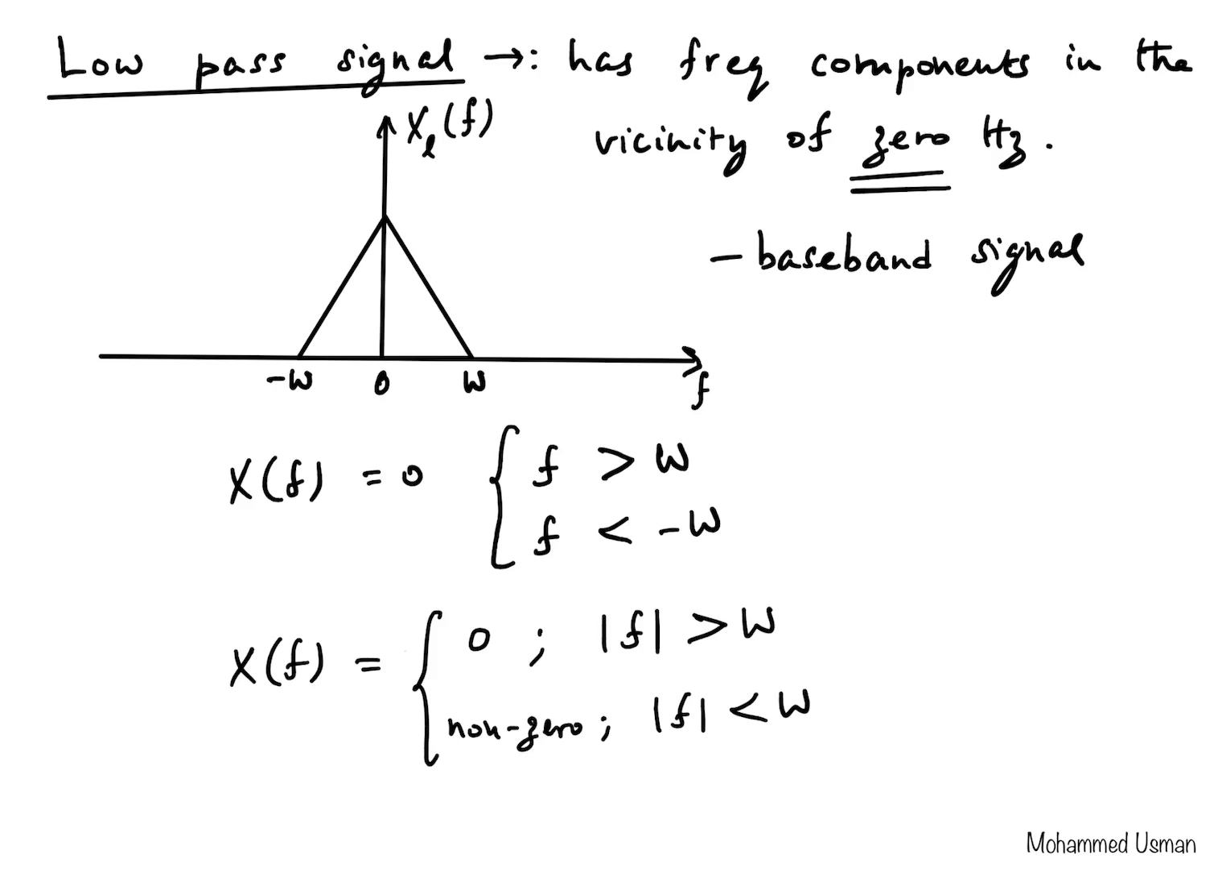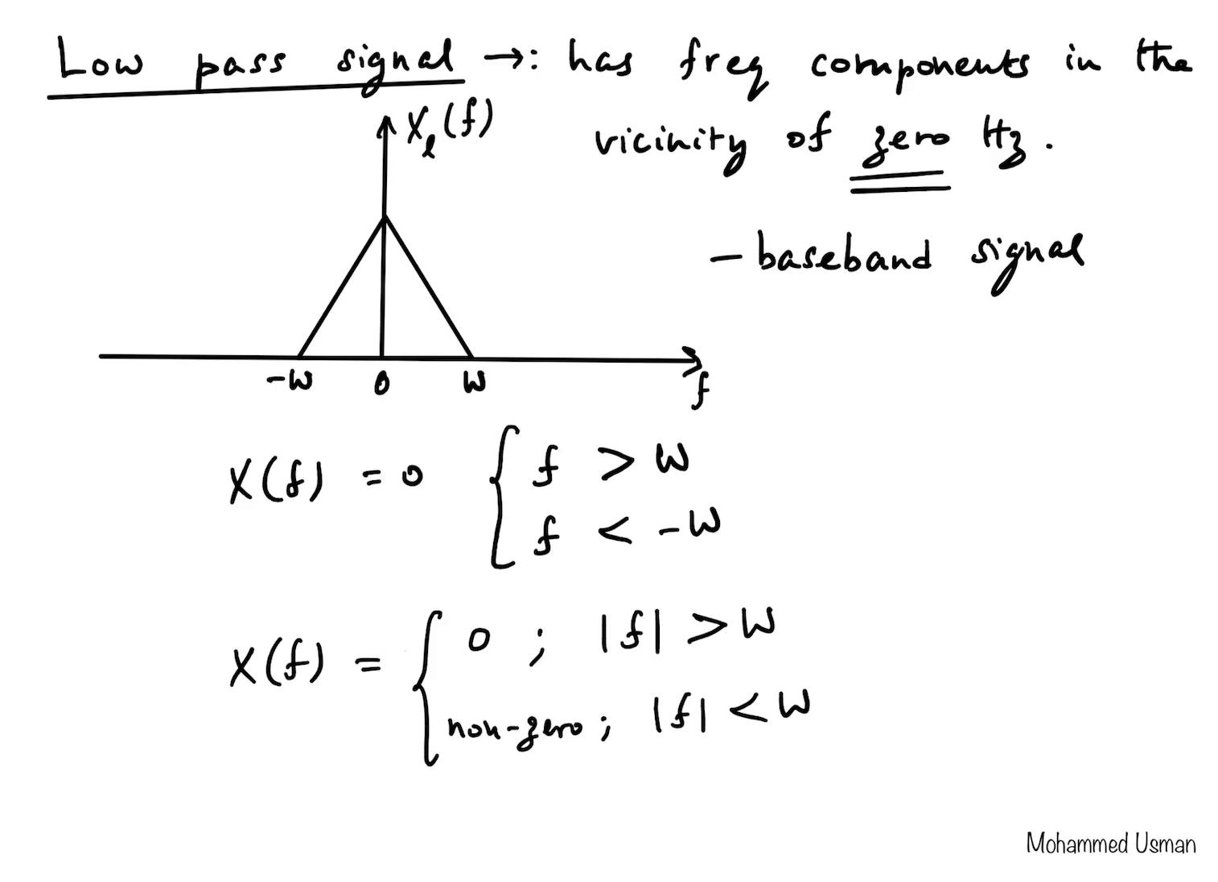Okay, so between minus W and plus W, it has some non-zero frequency component values, and greater than W or less than minus W, that means when the magnitude of F is greater than W, the spectral values are 0. Okay, so that's an equivalent way of giving this expression. Okay, so that's for the low pass signal.